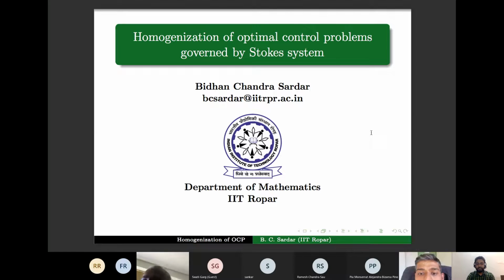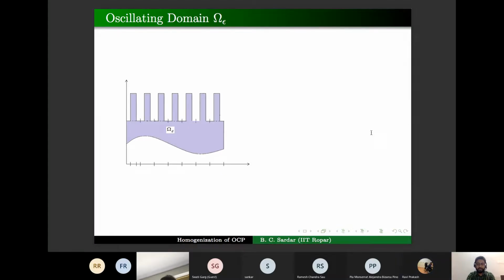In this talk, I'm going to discuss the homogenization of optimal control problems governed by the Stokes system, which will be defined on some oscillating domain. First I'll start with what we mean by an oscillating domain, with two model domains. The first is the oscillating domain, which I will describe in the next slide.